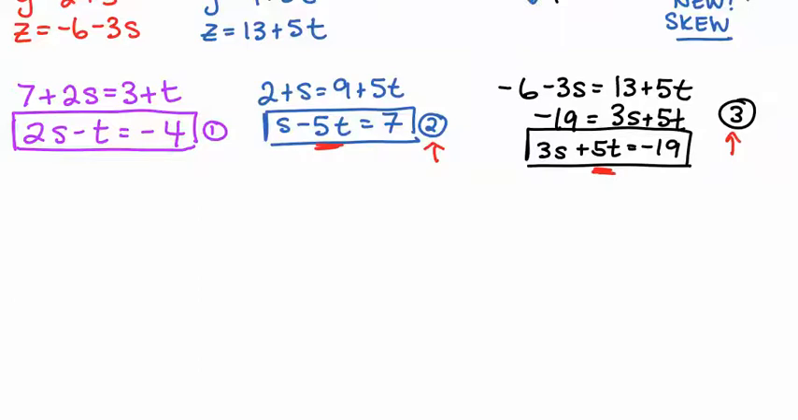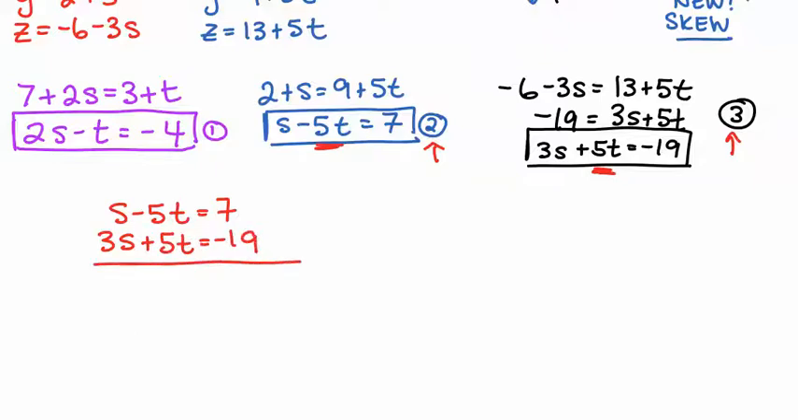So I'm going to take equation 2, s minus 5t equals 7, and then I'm going to take equation 3, 3s plus 5t equals negative 19. And I want to eliminate a variable so that I'm able to solve this equation. So I'm going to add my equations together.